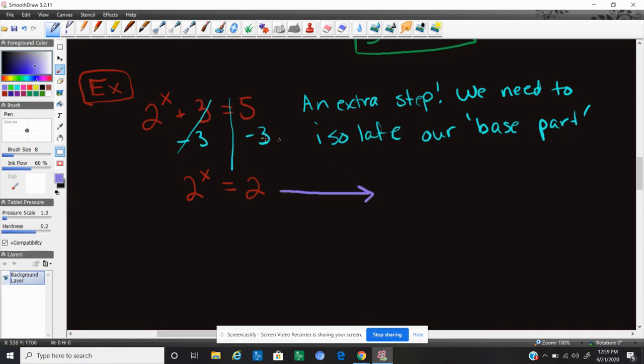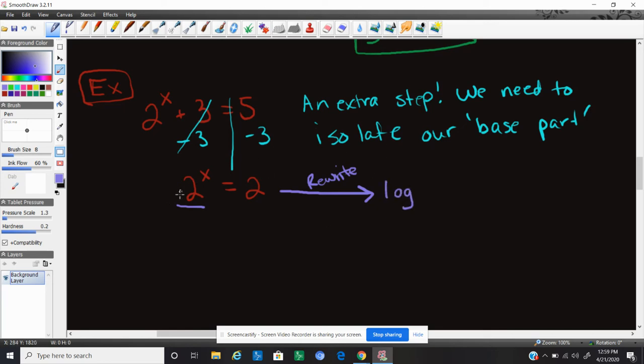So here, once we have the base by itself, we can do our rewrite. This is also a problem that you can probably solve just by looking at it, but let's go ahead and do the log just for practice. So again, go ahead and pause the video here if you'd like and try to rewrite this first.